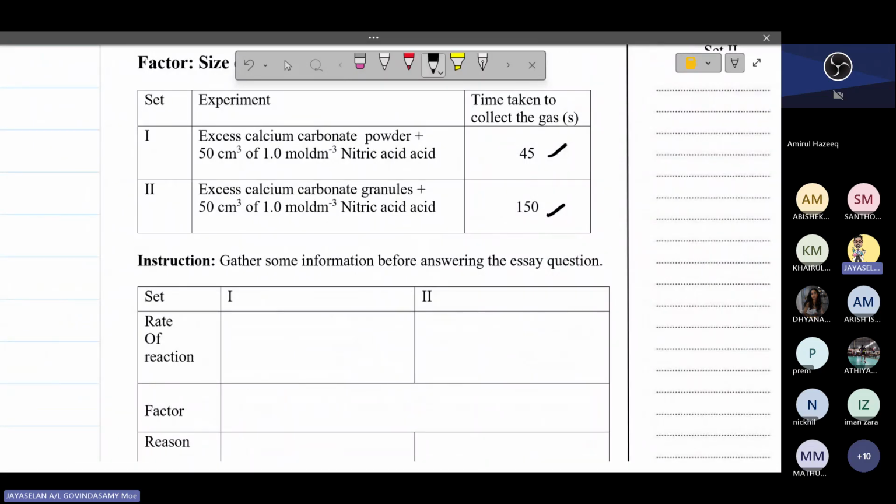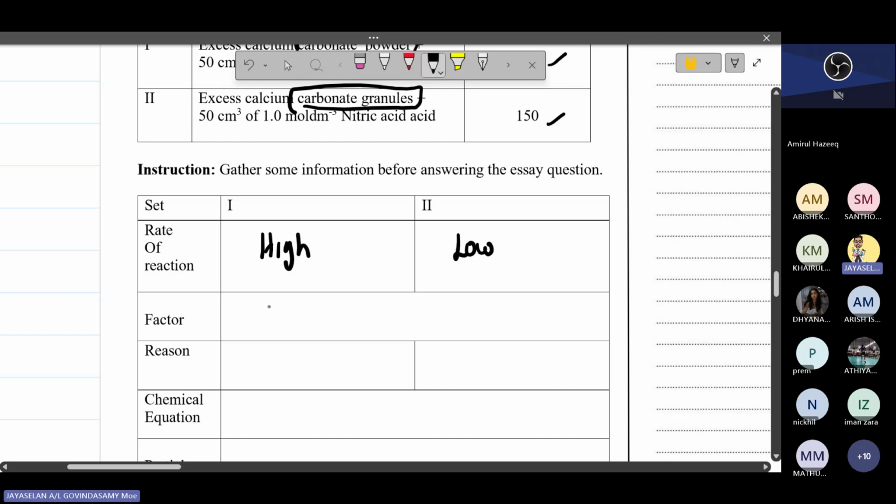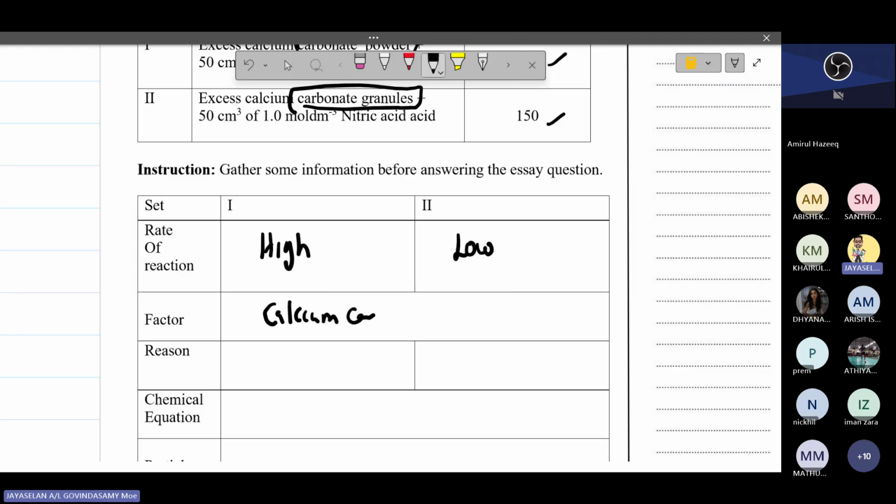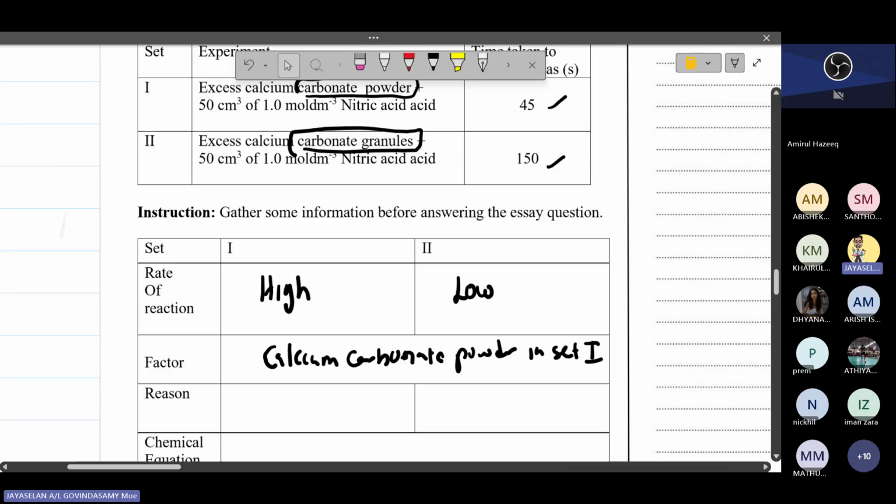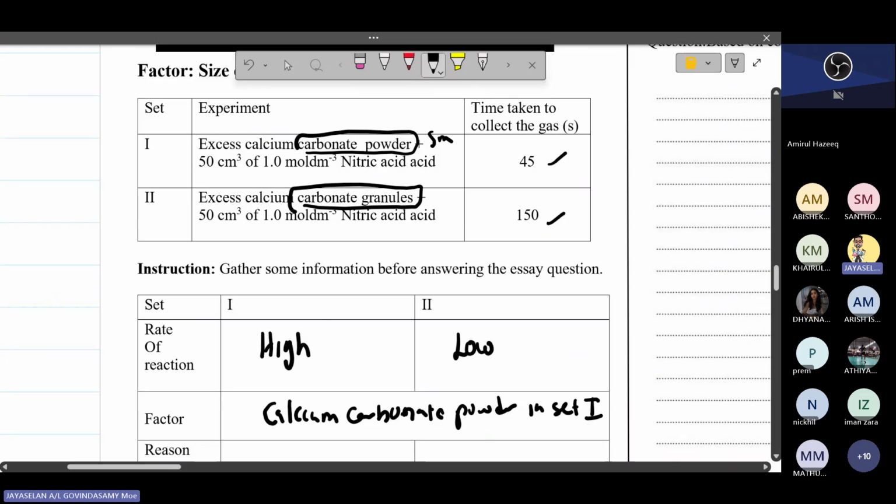Okay, never mind. The rate of reaction here is higher, this one is lower. The factor they use is what? Calcium carbonate powder. Always remember powder. So the powder is the factor I specify. In set 1, the powder means it has the smallest size of reactant. The calcium carbonate is small, so here you must use small. Here they use what? Bigger.